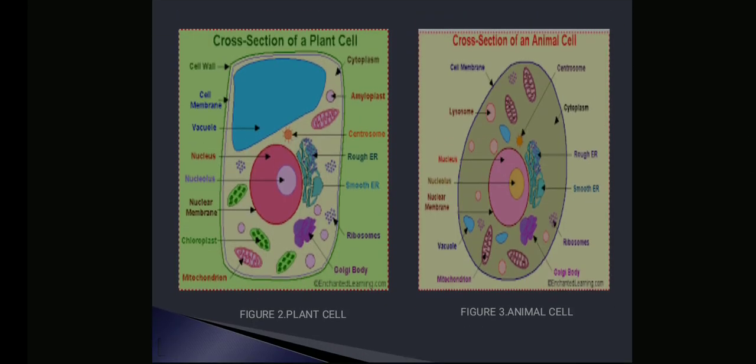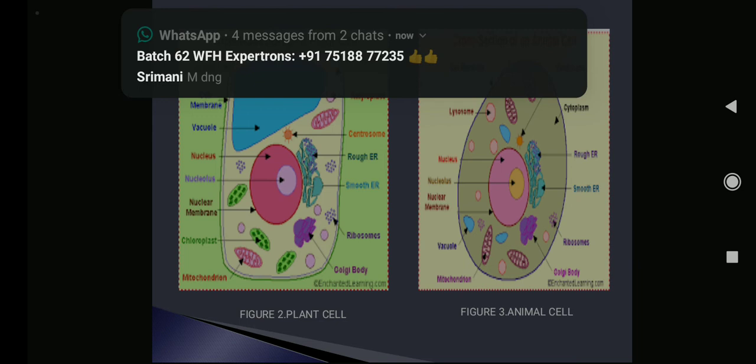These are the cross sections. These are the types of eukaryotic cells and their cross sections, that is plant cell and animal cell. This is a cross section of a plant cell, and figure 3 shows the cross section of an animal cell. The plant cell consists of a cell wall and cytoplasm, cell membrane, vacuole, centrosome, nucleus, nucleolus, nuclear membrane, chloroplast, mitochondria, Golgi body, ribosomes, smooth endoplasmic reticulum, and rough endoplasmic reticulum.